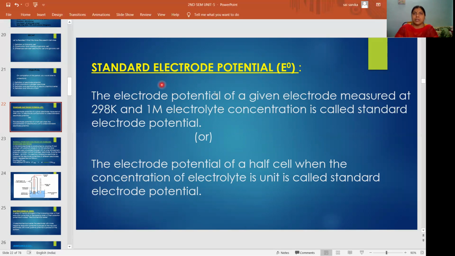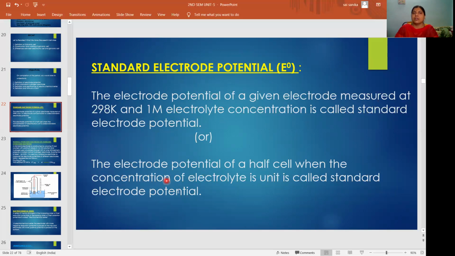So what is meant by electrode potential? We studied this in the first semester. What is electrode potential? The capacity of an electrode to lose or gain electrons is called electrode potential. If the electrode loses electrons, it is called oxidation potential. If the electrode gains electrons, it is reduction potential. The potential of the electrode at 298 Kelvin and 1 m concentration is called standard electrode potential.